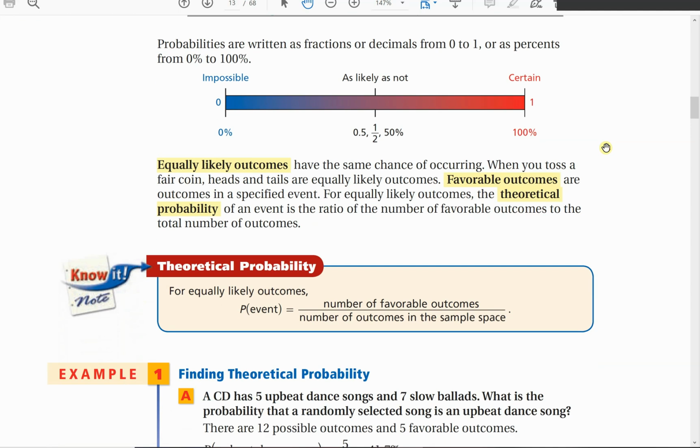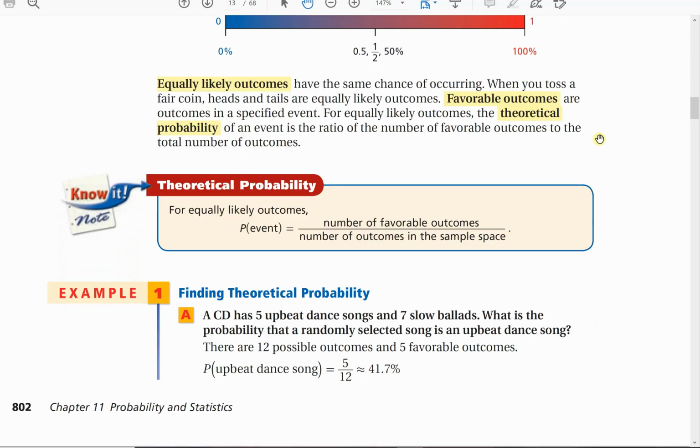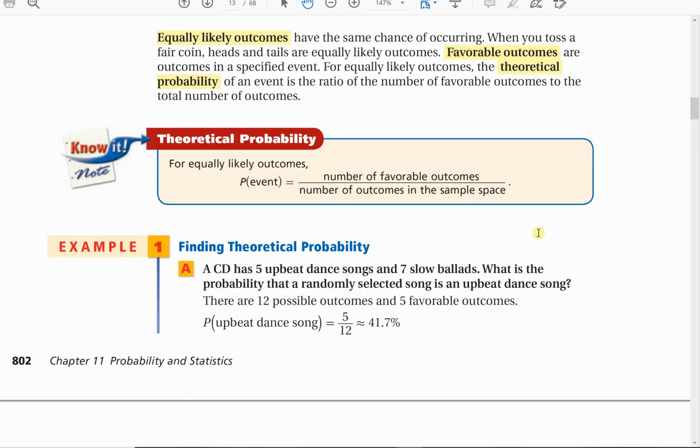Equally likely outcomes have the same chance of occurring. So when you toss a die or a coin, you get heads or tails. They're equally likely, as long as the coin is fair, because sometimes coins aren't. Favorable outcomes are the outcomes in a specified event. For equally likely outcomes, we have what we call theoretical probability of an event. It's the ratio of what you want, favorable outcomes, compared to the total number of outcomes. So, what you want divided by everything that could happen.